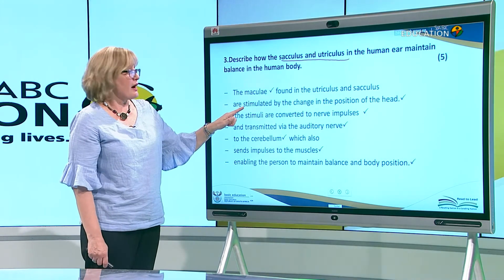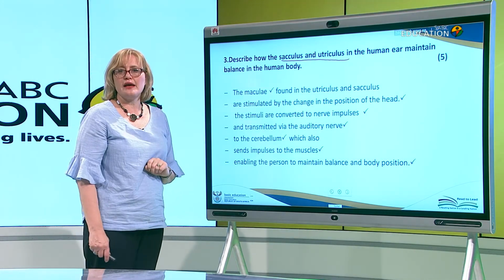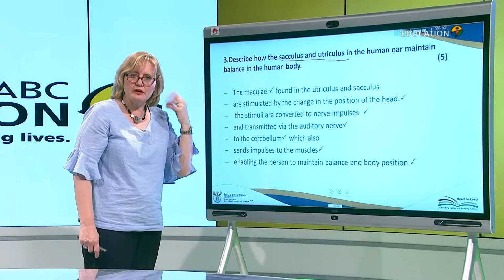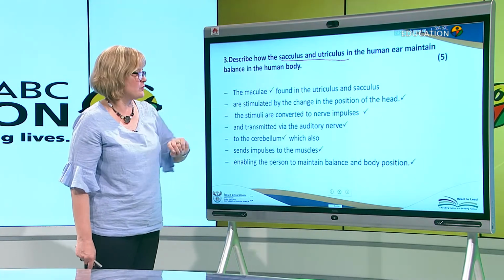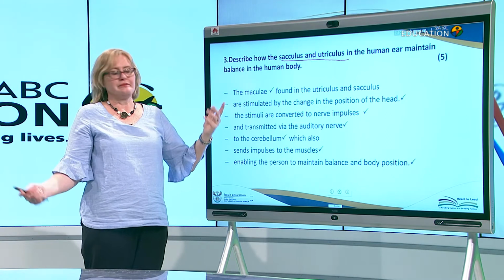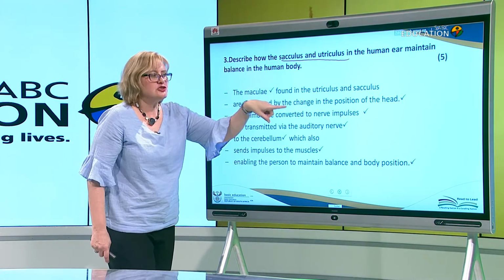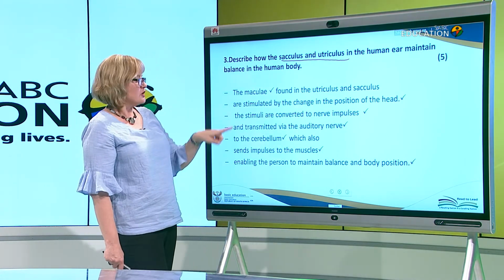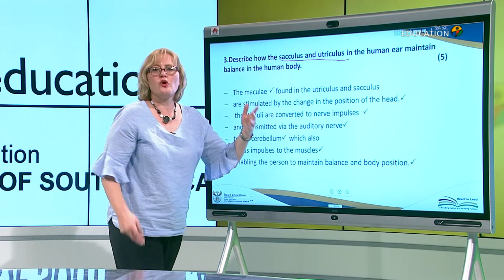Are stimulated by the change in position of the head. P, that's where the P comes in PIMUS, right? Position of the head, 1 mark. Here we go again. The stimuli are converted into nerve impulses, 1 mark. Transmitted via the auditory nerve, 1 mark.